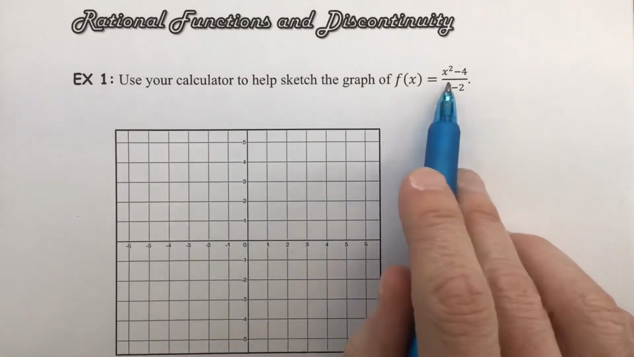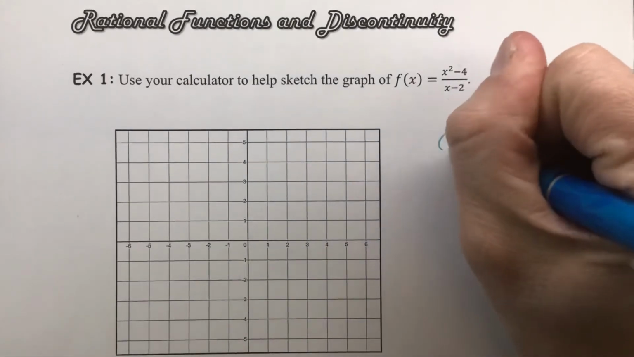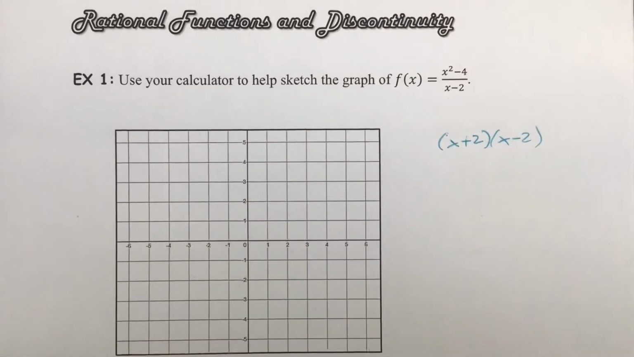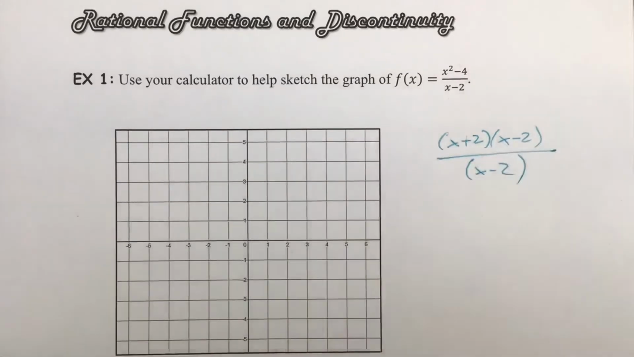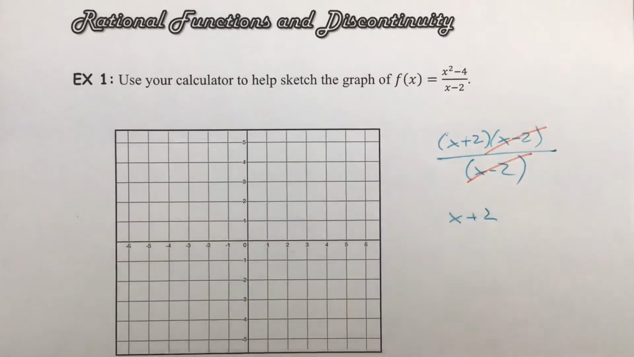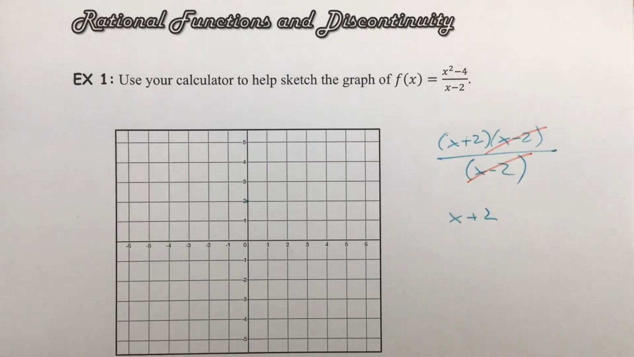If we take the function that we have and factor the numerator, which is the difference of squares, we get x plus 2 times x minus 2. And x minus 2 is a factor in the top and the bottom, which we can cancel. So ultimately, this simplifies down to x plus 2, which is a line. It is a line that has an intercept of 2. It has a slope of 1, up 1 over 1.